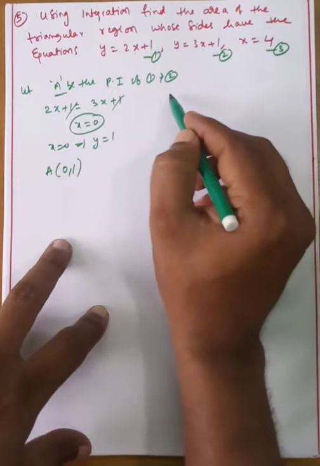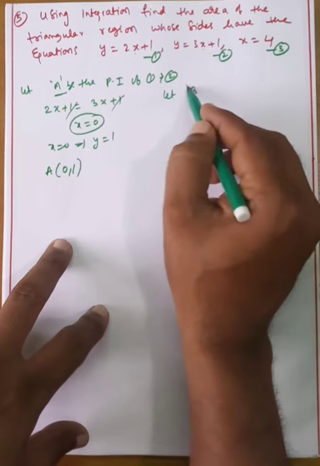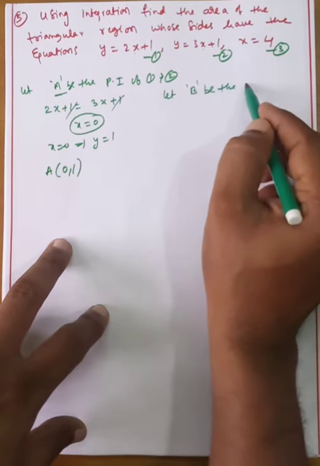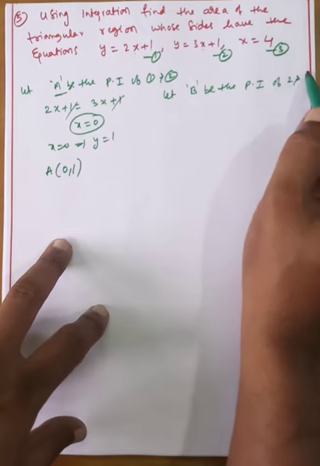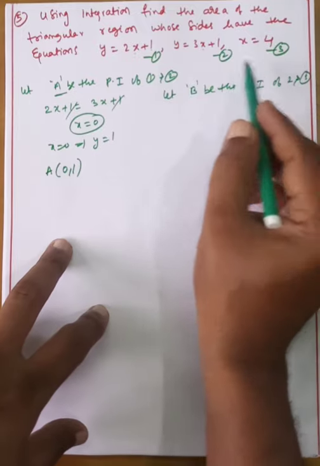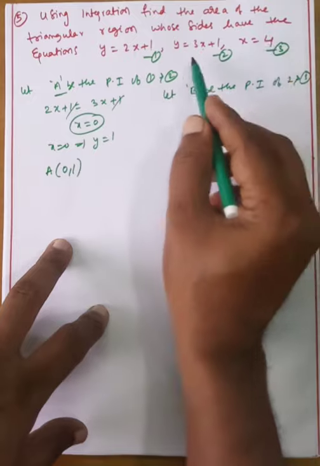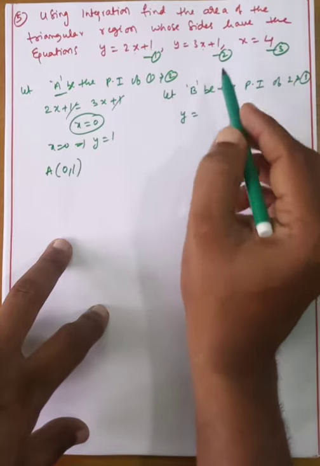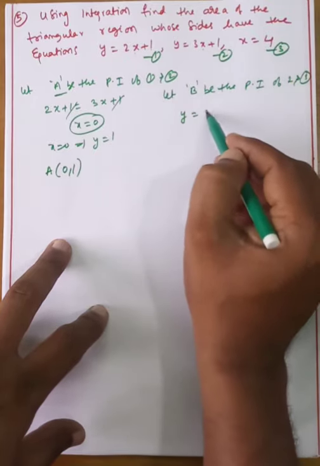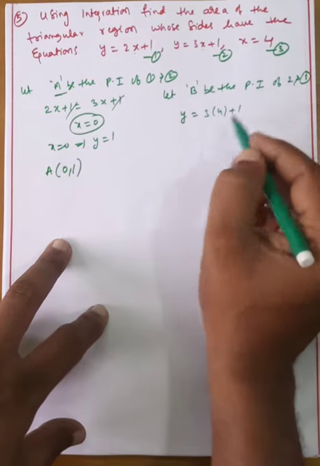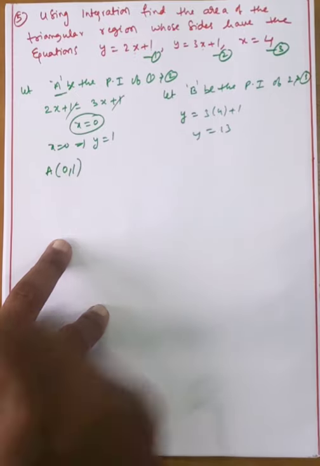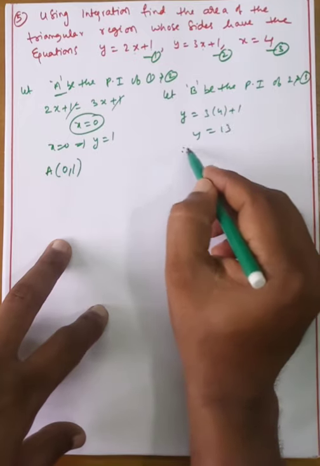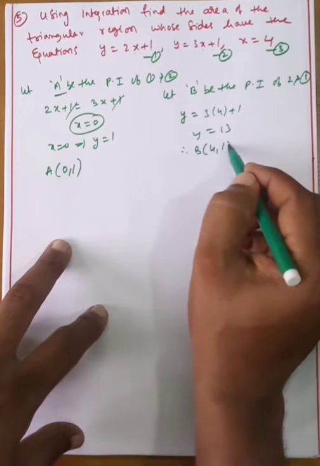Now, let B be the point of intersection of 2 and 3. Okay, 2 and 3, observe that, my dear students, here x is equal to 4 clearly is there. Y value, what happened? Y is equal to 3 into 4 plus 1, that equals 13. Y value is equal to 13. Okay, my dear students, therefore B is equal to 4 comma 13.